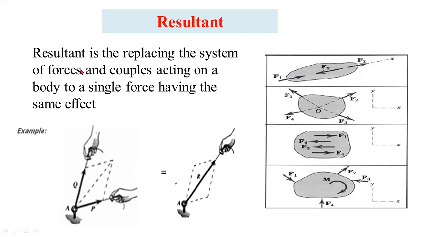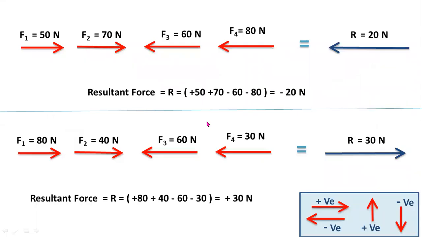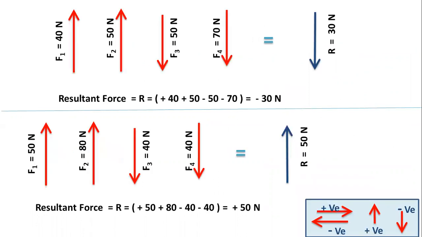And resultant is replacing the system of forces and couples acting on a body with a single force having the same effect. Already I explained about this topic in last class. So already we discussed about these problems, how to add the horizontal forces and vertical forces. Okay, I completed these topics in yesterday's class.